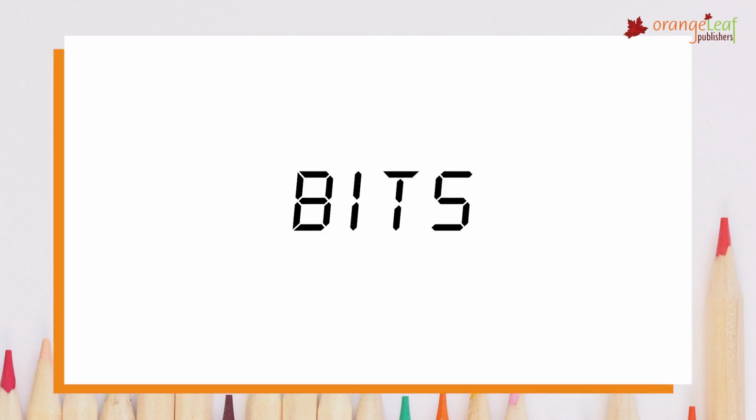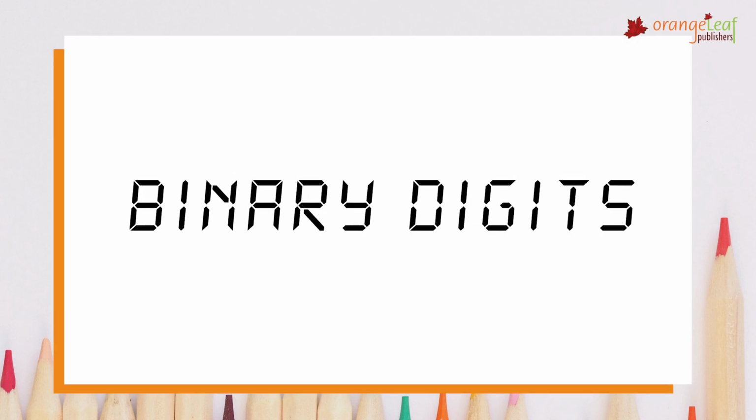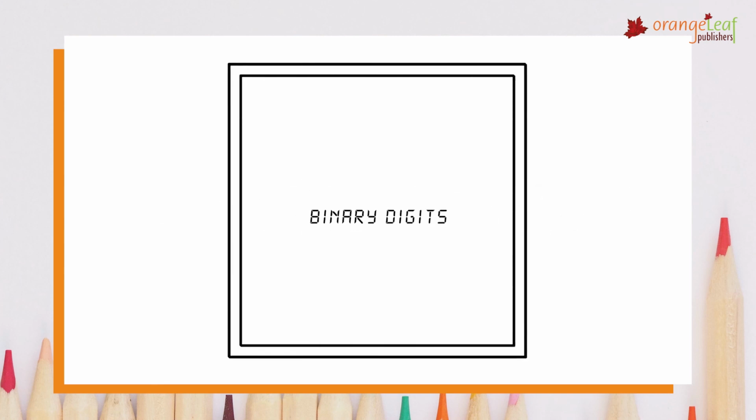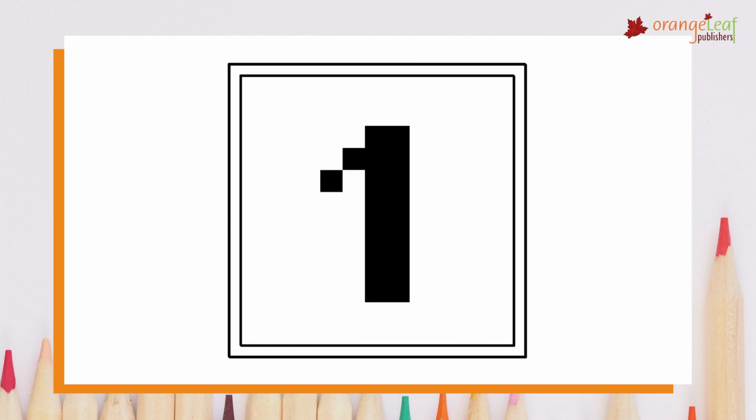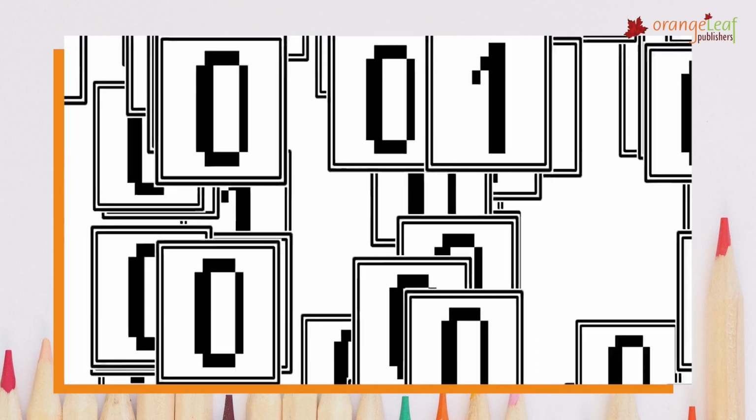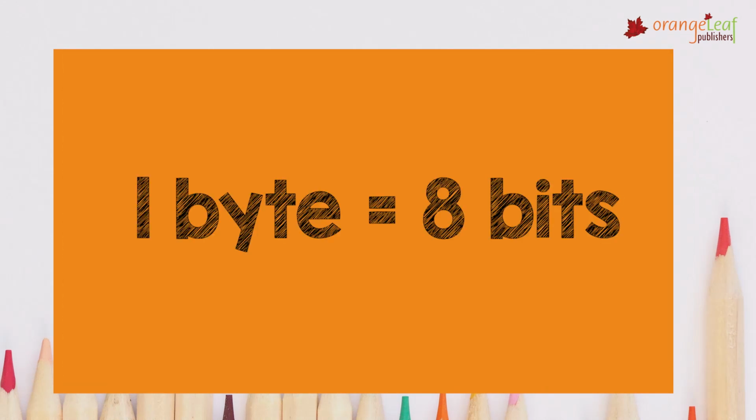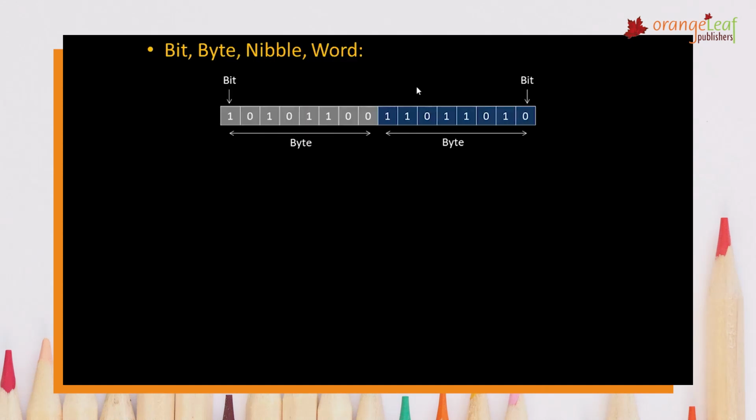Let's see measuring the memory. The bit is a binary digit. It is the smallest unit of memory. It can have only two digits, that is 0 and 1. A byte is a collection of bits. 1 byte is equal to 8 bits. A group of 4 bits is known as a nibble, half a byte.